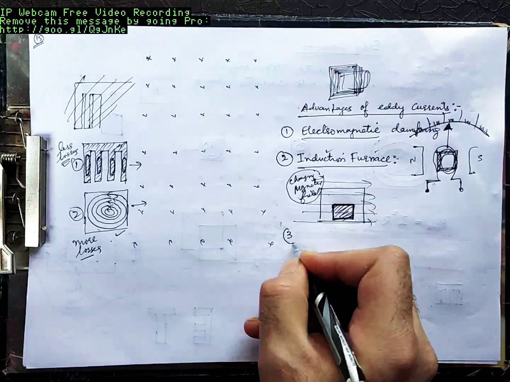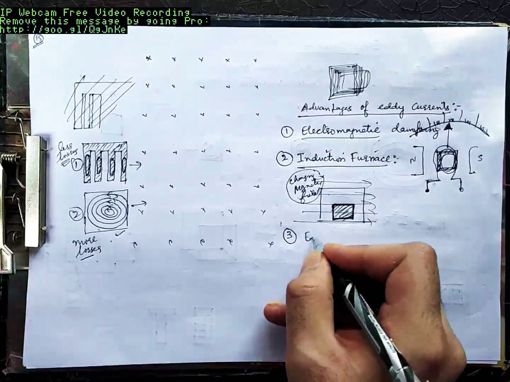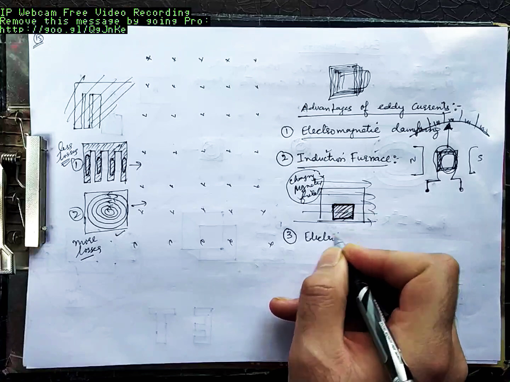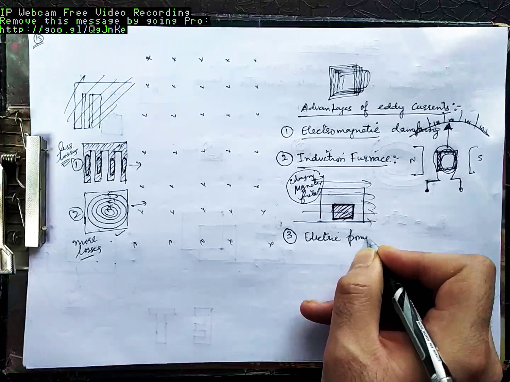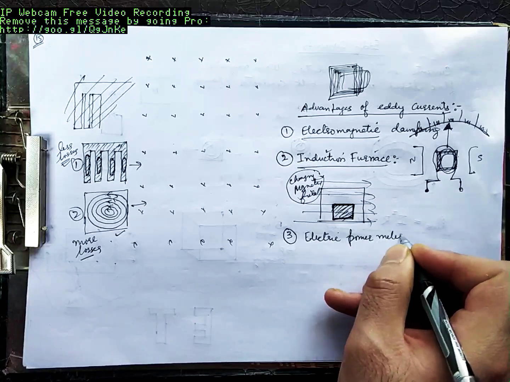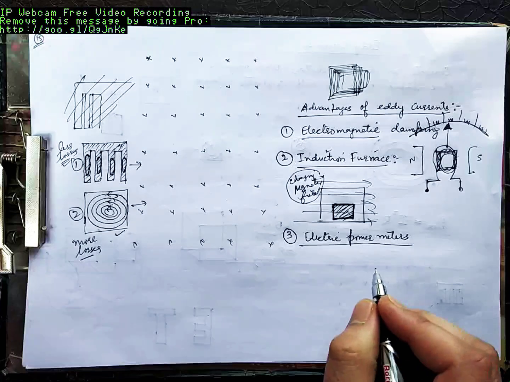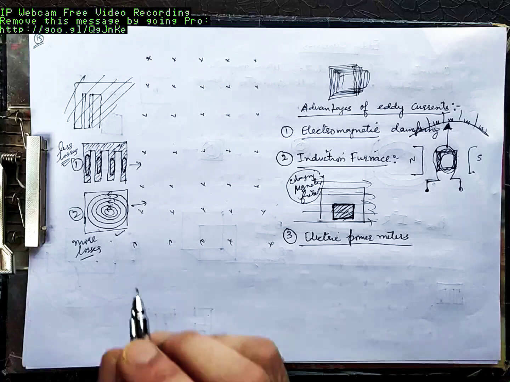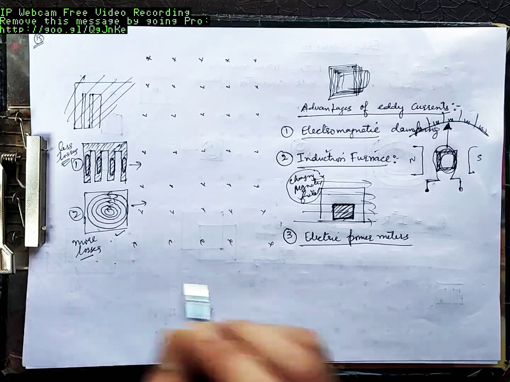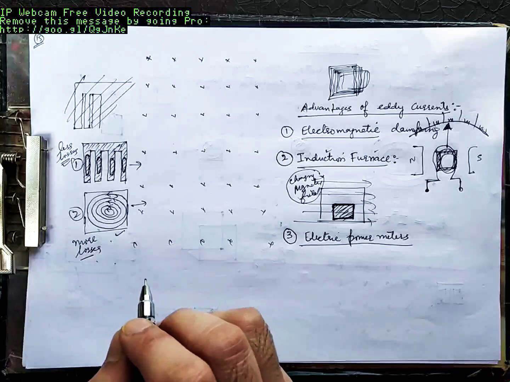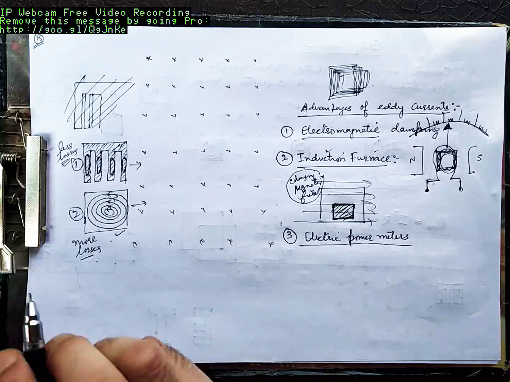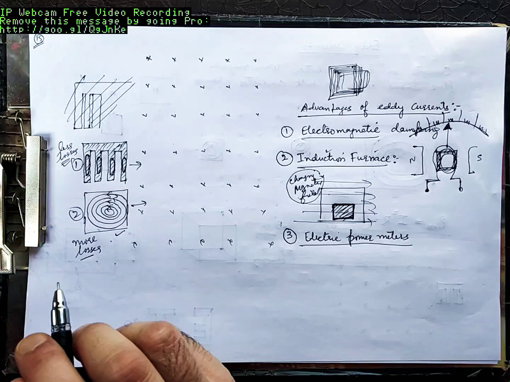Third use is in electric power meters. You wouldn't have seen this. In earlier analog power meters, now you have digital electric meters at your places. In the earlier analog meters, that earlier analog meter had a disk in it.